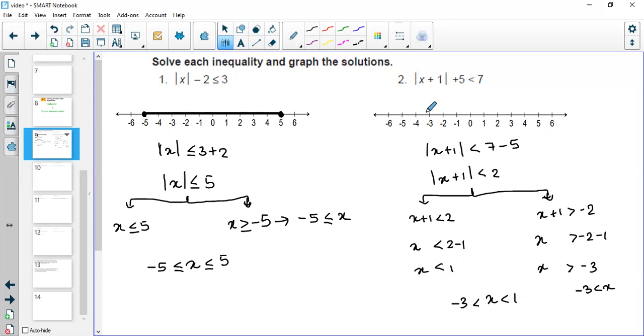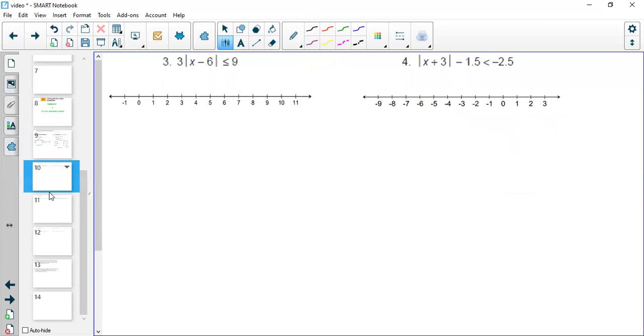All what you're going to do is graph it. So we have -3. Keep it open because it doesn't say equal. And then 1. So again, keep that circle open too because it doesn't say equal. And then simply join the circles. That's all. So the inequality is going to be -3 less than x less than 1, which means any number in between these two can be the solutions for this inequality, can be the value of x.